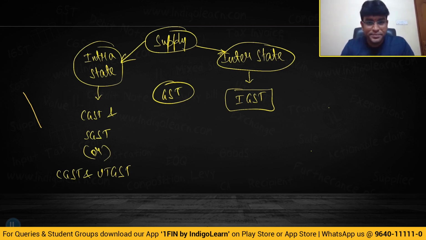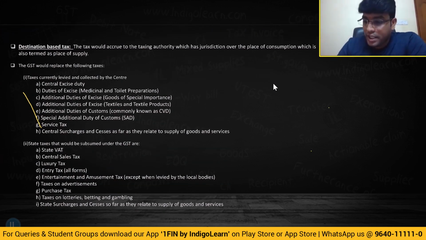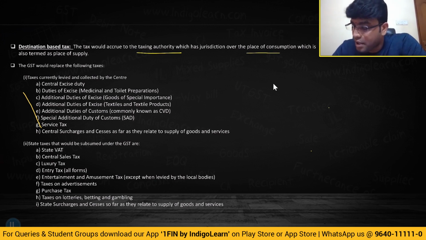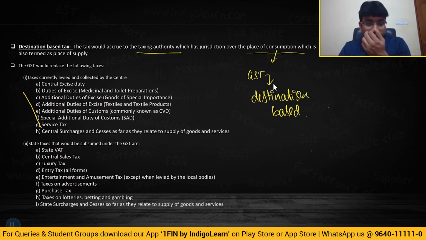Next guys, moving ahead. Please get back to your slide. We have a word called destination-based tax. That is, tax will accrue to the taxing authority which has jurisdiction over the place of consumption. That is where we say GST is a destination-based consumption tax. We say destination-based consumption tax because tax is enjoyed by that state where goods or services are consumed. That's very important for all of us to know. I hope we are clear, everybody. Let's proceed further.